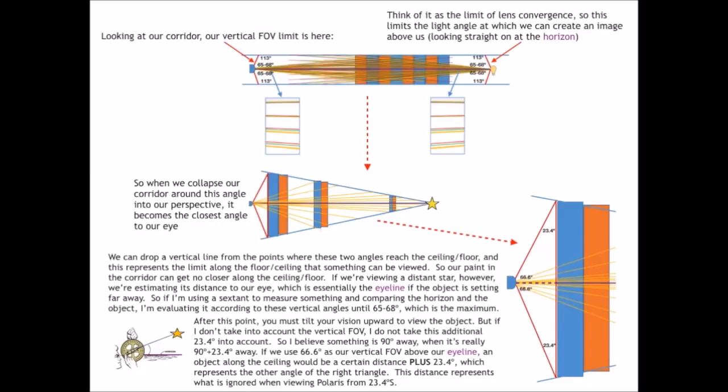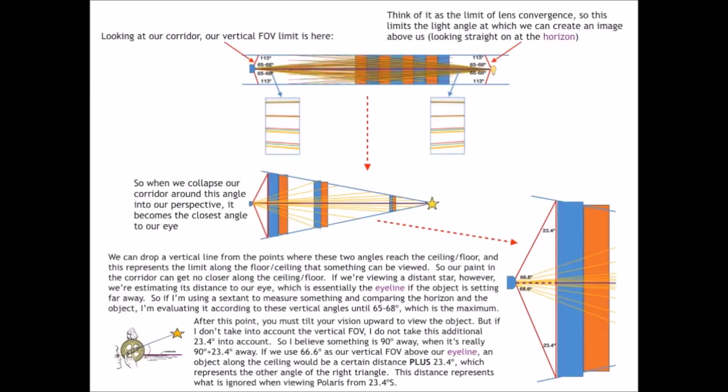So it's essentially our eye line if the object is setting far away, right? So it is taking into consideration that 23.4. So if I'm using a sextant to measure something and comparing the horizon and the object, I'm evaluating it according to these vertical angles until 65 to 68 degrees, which is a maximum. After this point, you must tilt your vision upward to view the object.